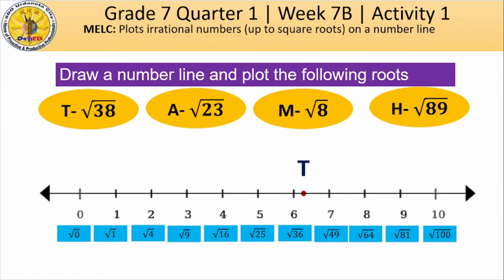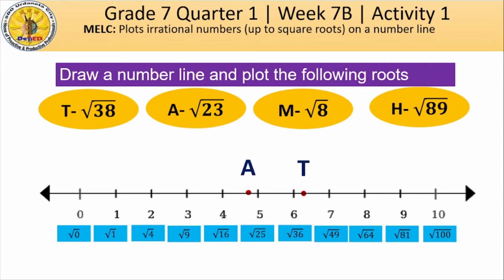Next, let's have the other root, which is equal to the square root of 23. So where does the square root of 23 fall on the number line? We know that the square root of 23 is greater than the square root of 16, but less than the square root of 25. And as we know, the square root of 23 is closer to the square root of 25 than the square root of 16. And it lies between 4 and 5. So probably it is located greater than 4.5 but less than 5. So it will be plotted here.